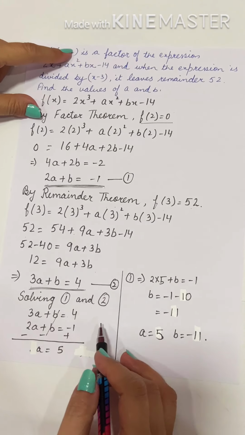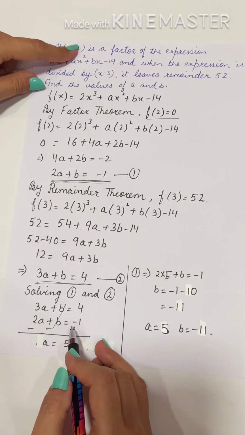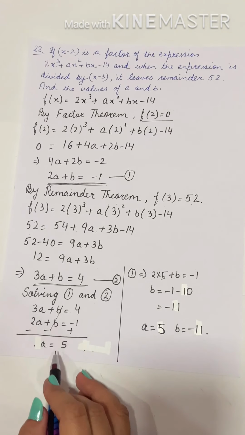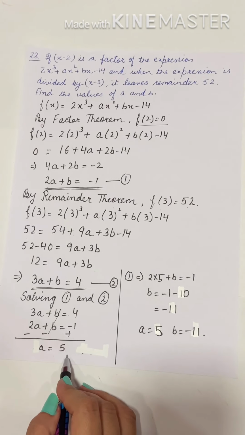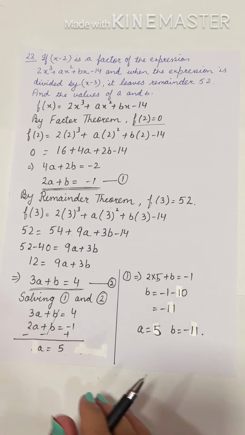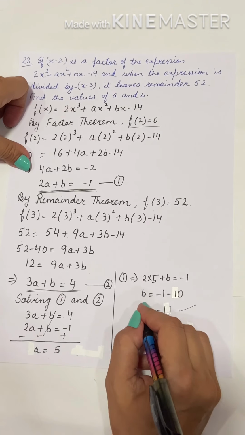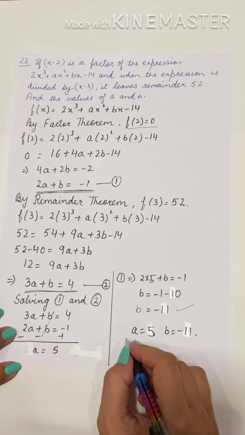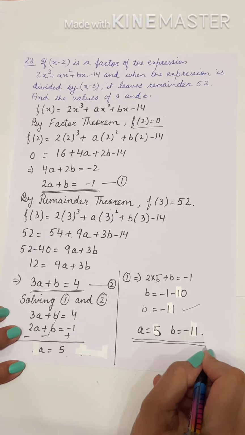Solving 1 and 2, I have subtracted the first equation from the second. We are getting a is equal to 5. Now putting the value in the first equation, we get b is equal to minus 11. So we have got the values of a and b.